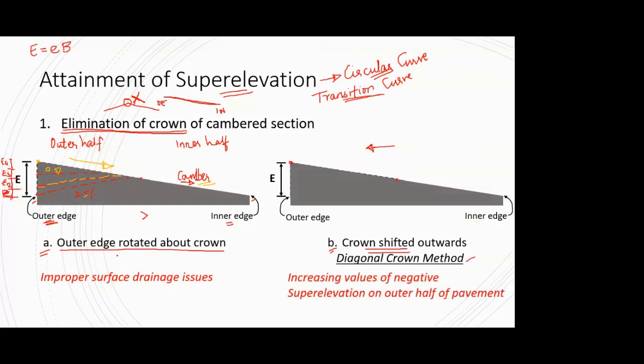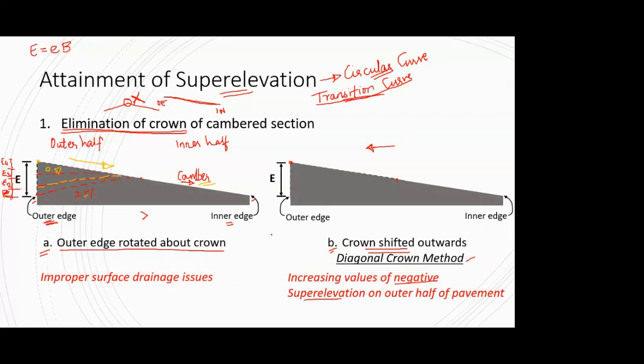Whereas in the B method, we are shifting our crown itself. That pointed portion that we had, we are shifting, and that will introduce a negative superelevation in your system, mainly in this transition curve. Whatever the length of the transition curve, suppose 50 meters or 80 meters, in that short stretch of 50 or 80 meters, you will have a negative superelevation on the outer half of your pavement.